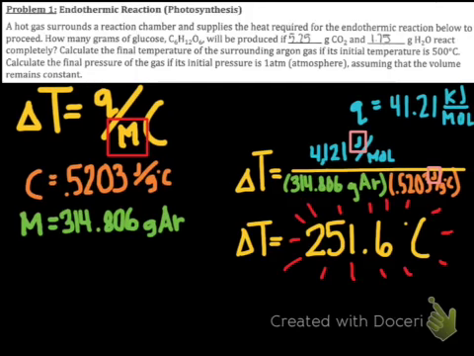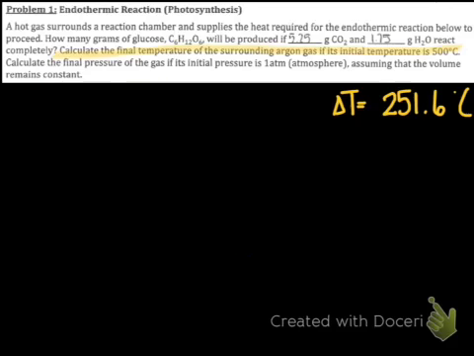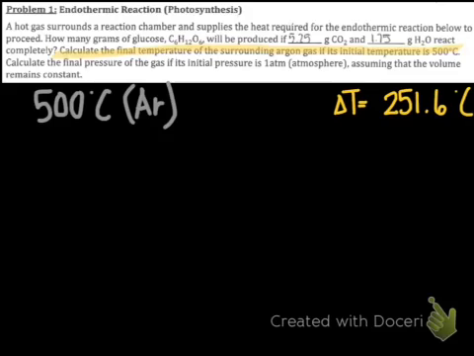So after solving this, the change in temperature is 251.6 degrees Celsius. So now we can also put that in the corner for reference because we will be using this change in temperature later. So now we can actually solve for the part, calculate the final temperature of the surrounding argon gas if its initial temperature is 500 degrees Celsius.